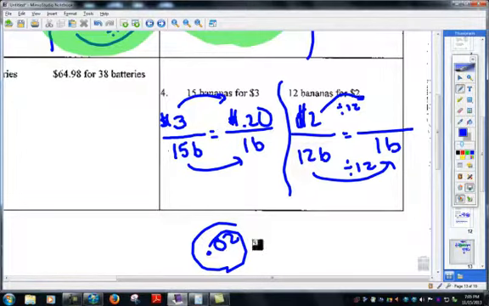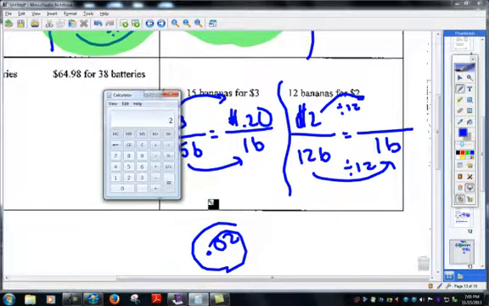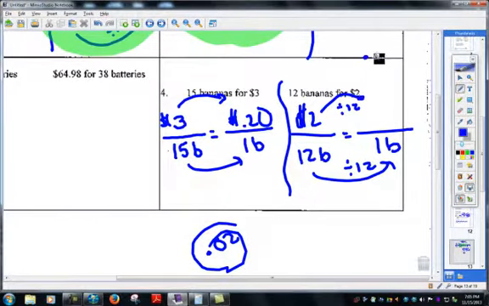Okay, 2 divided by 12, we can do it real quick. 2 divided by 12 is 0.1666. Okay, so here's what it is, 0.16666. This is a great money lesson. This is my dimes. This is my pennies.